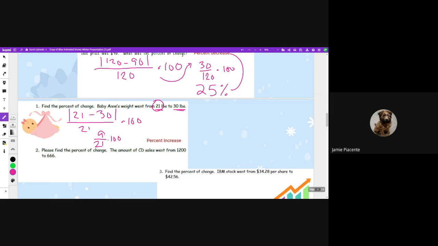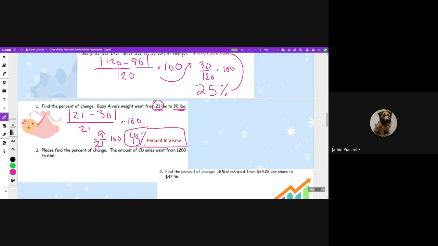So let's type that in. 9, and when it's over, it means to divide. Divided by 21 equals times 100. Real ugly decimal. And we're just going to round. It's 42.857. Let's round to the nearest percent. So 42.8 makes it 43%. So 43% increase. And I'll let you know what we want you to round it to.